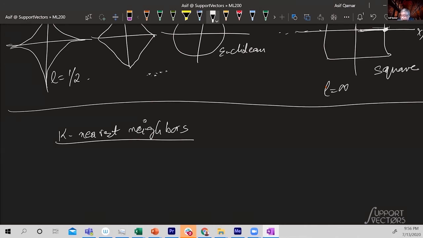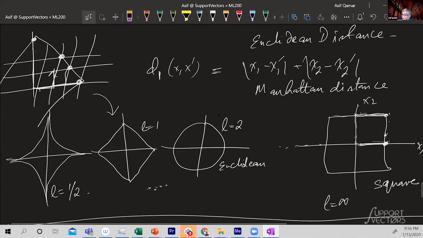But all right, let's look at this. K nearest neighbors. So you realize that suppose you have neighbors which are far off. Look at this.